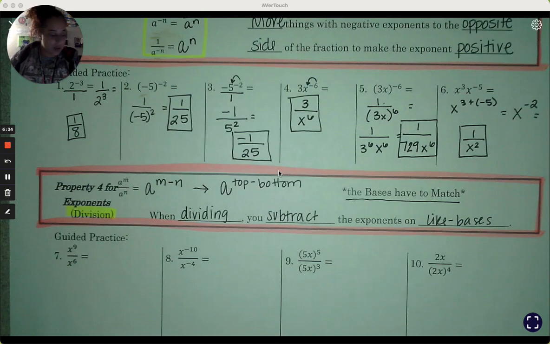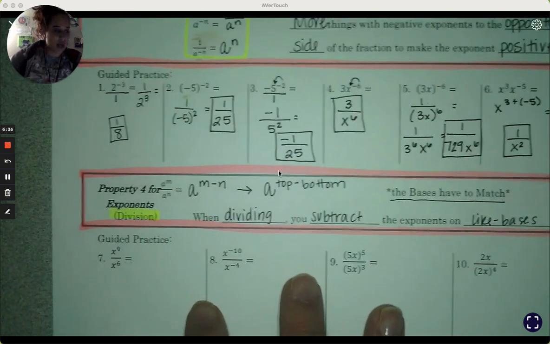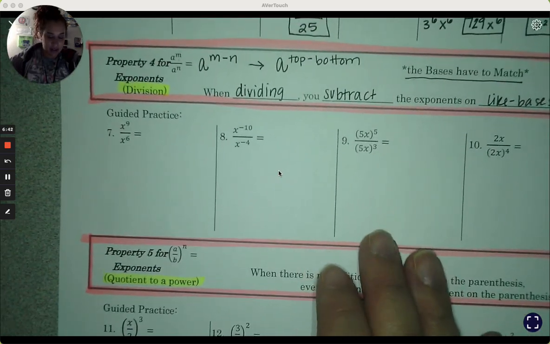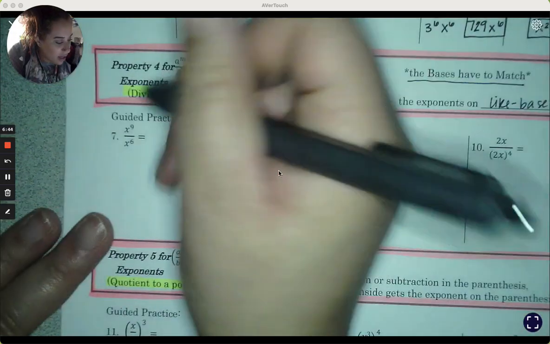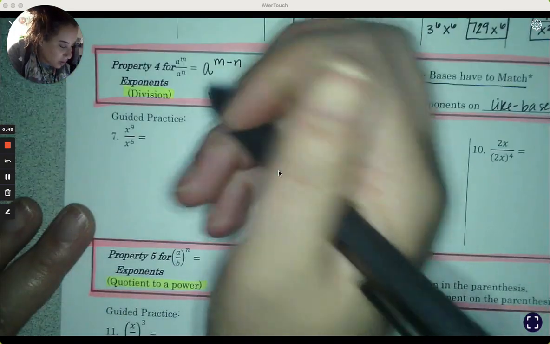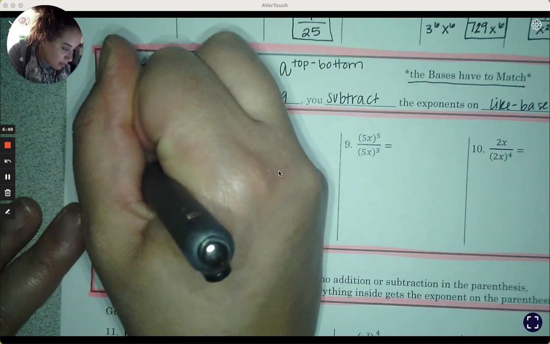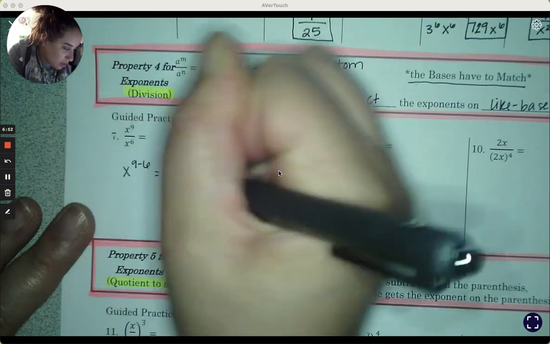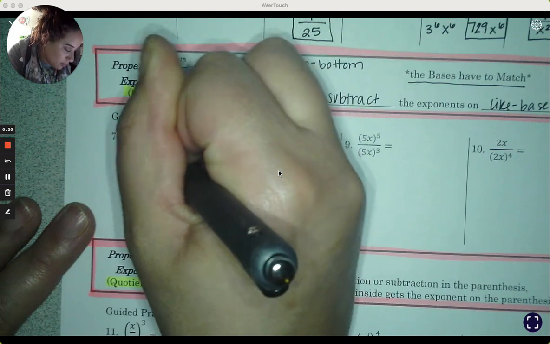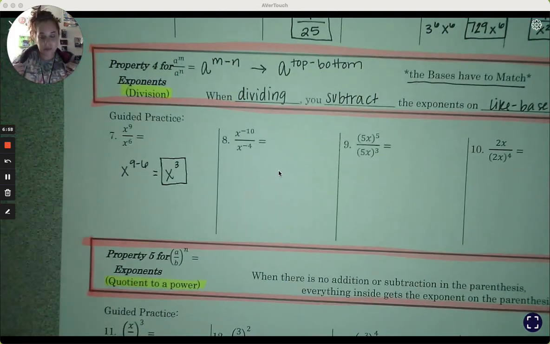All right, so let's look at number 7. Okay, so we have x to the 9th divided by x to the 6th. So this is an example of just top minus bottom. The bases are the same. So we have x to the 9 minus 6, which is x cubed. Okay, pretty self-explanatory.